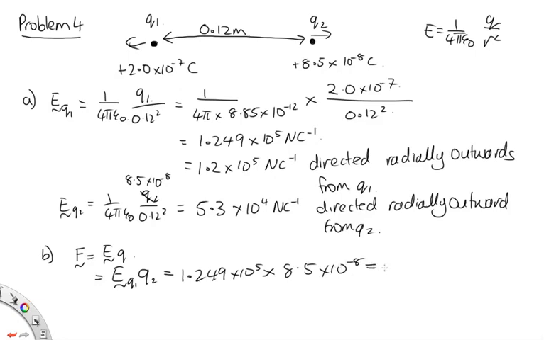So that gives us 0.0106 newtons, and so to two significant figures that's 0.011 newtons, and this is a repulsive force. So saying that it's repulsive gives its direction. Q2 feels a force this way and Q1 feels a force that way.